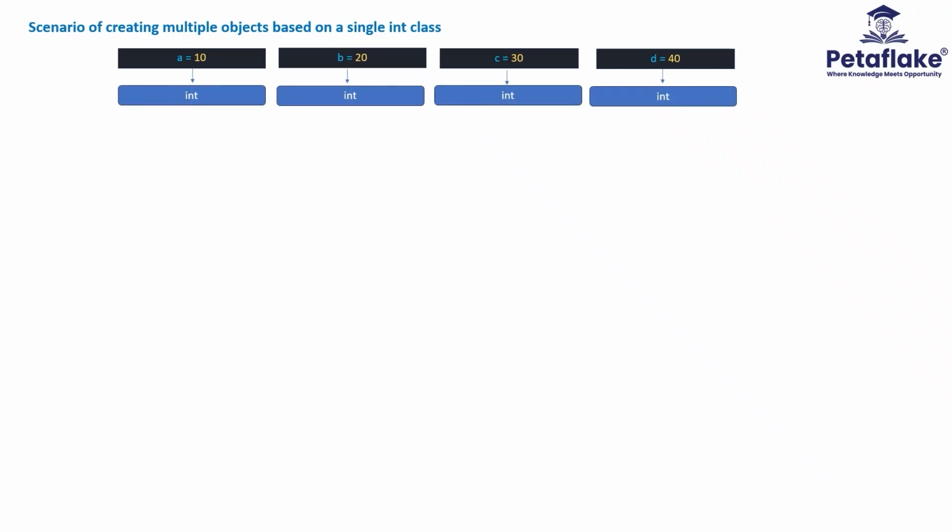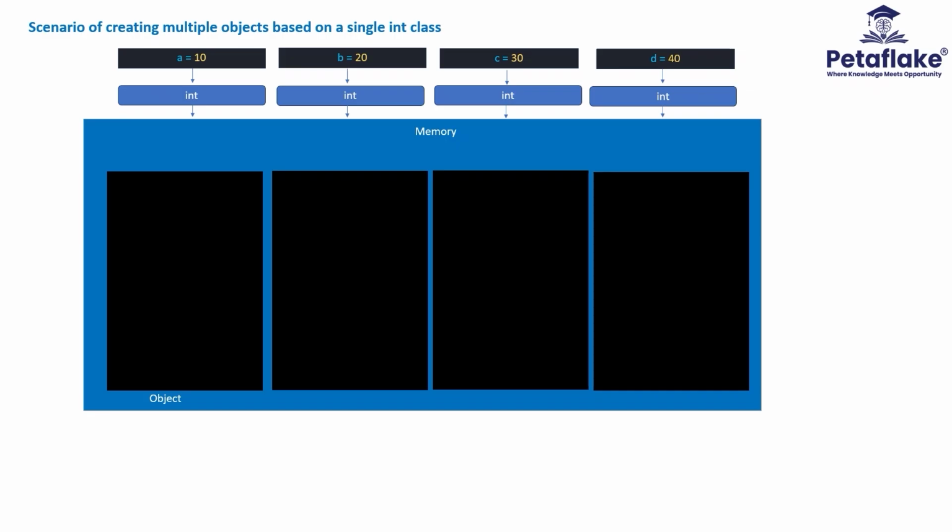A equal to 10, B equal to 20, C equal to 30, D equal to 40. Based on the integer values provided to the variables, Python automatically identifies the data type class for all these variables as int. Based on the int class, Python creates 4 different objects for each variable in the memory. Each object has its own memory allocated and the memory of one object cannot access the memory of another object even though they are created based on the same integer class. For each object, a unique memory address will be allocated and the memory address will be stored back in the memory using the respective variable names.